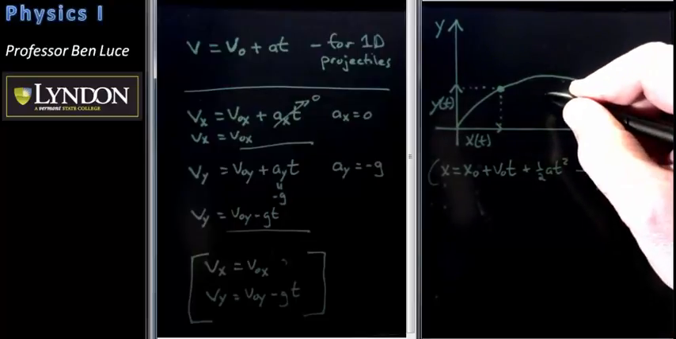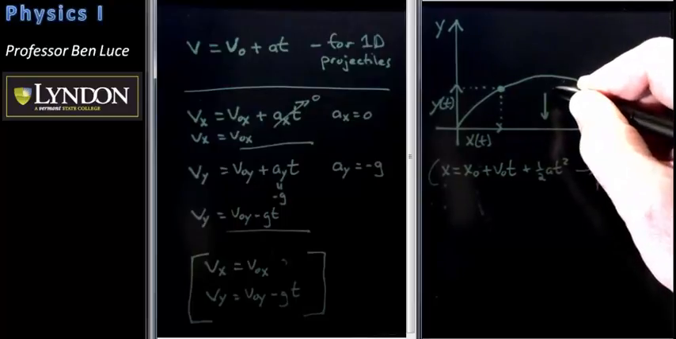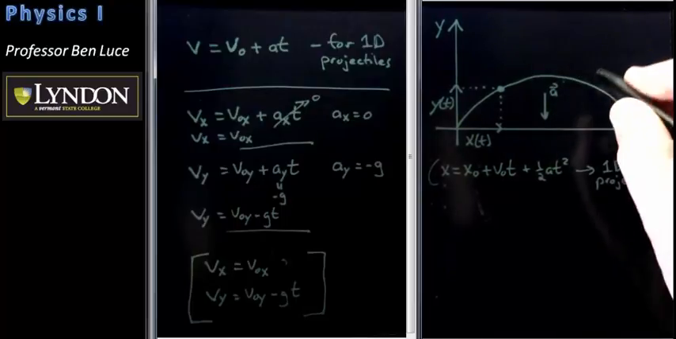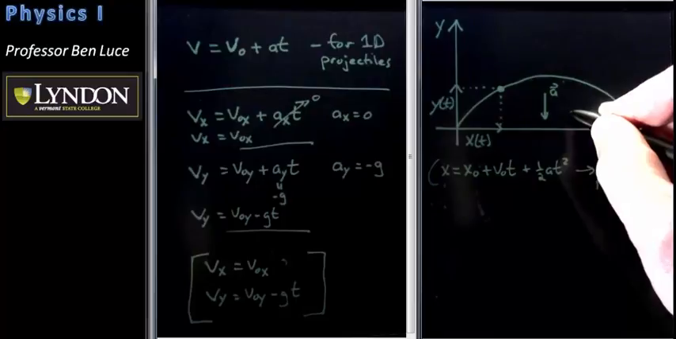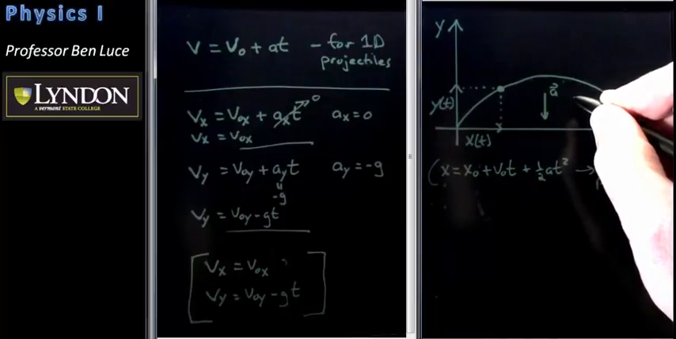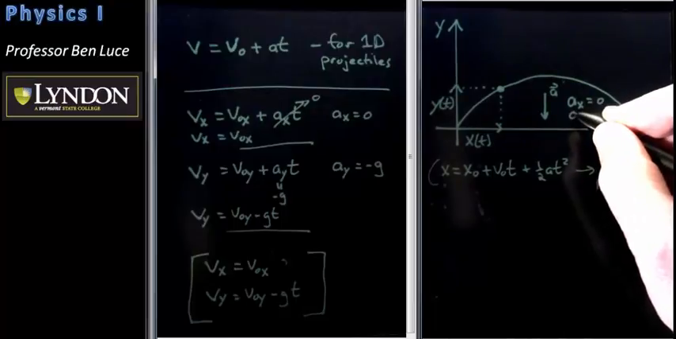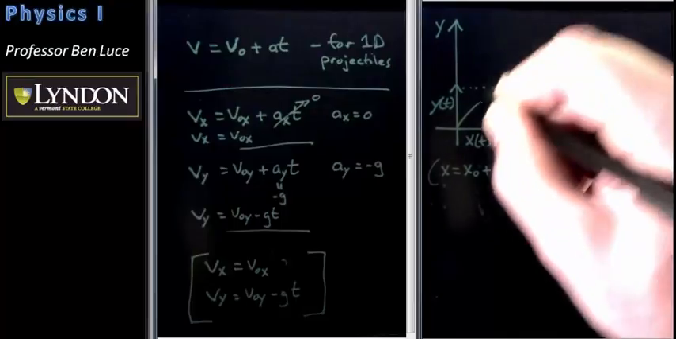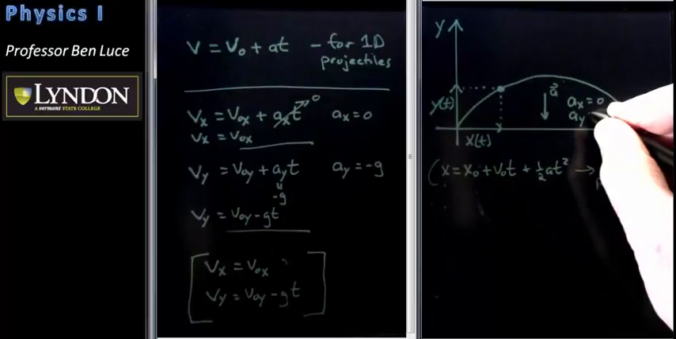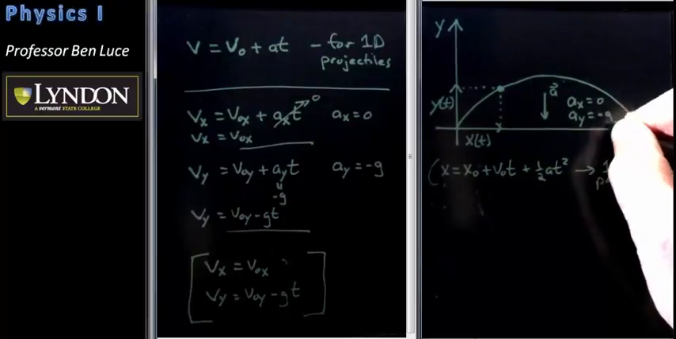Likewise, our acceleration now points straight downwards. And that means that it has a non-zero y component, but a zero x component. In other words, a sub x is equal to 0, and a sub y, since we've picked our coordinate system pointing up here, a sub y will equal minus g.